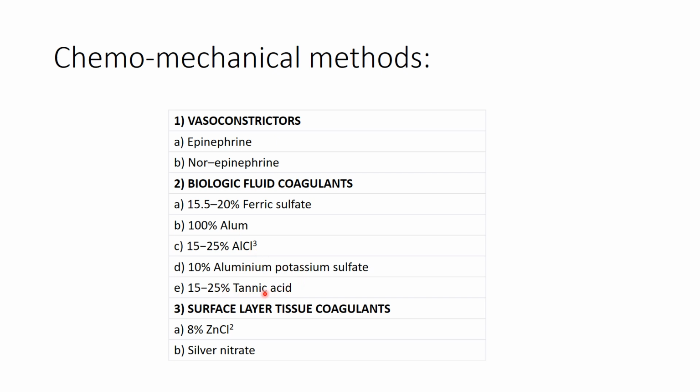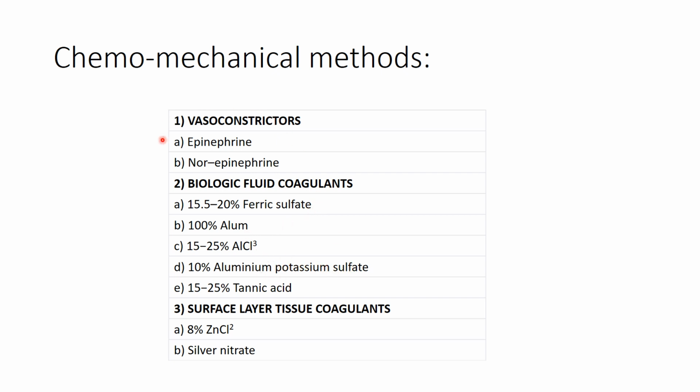Then we have caustic agents such as tannic acid, silver nitrate and zinc chloride, which are not used much because they cause the precipitation of the proteins from the gingival sulcus and cause shrinkage of the gingival sulcus. They can also cause temporary necrosis of the gingival sulcus resulting in recession. So these are not much used. Most popular ones are ferric sulfate, aluminum chloride, and aluminum sulfate.